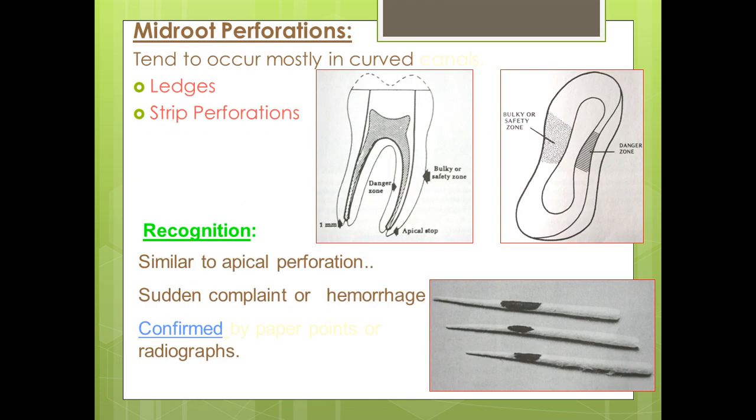Coming to mid-root perforations, they commonly occur in curved canals when a ledge is formed during instrumentation along the inside curvature of the root canal. As it is straightened out, a strip perforation may result. Earlier we discussed stripping; in a similar way it will perforate in the mid-root. Usually it is caused by over-instrumentation and over-preparation of the thin wall of the root, or over-preparation of the concave side of the curved canal. This is also recognized by the appearance of bleeding in an already dry canal, and the patient complains of pain.